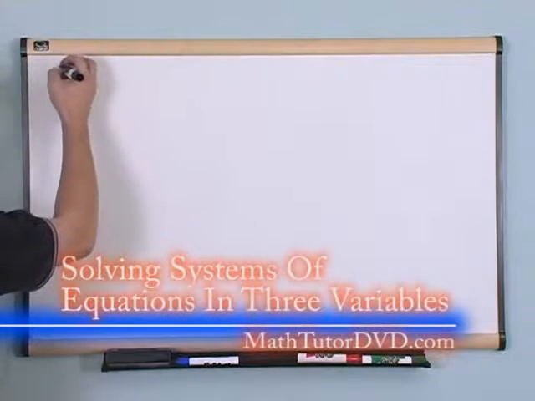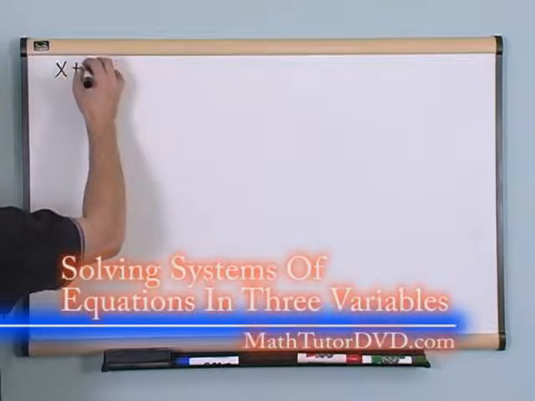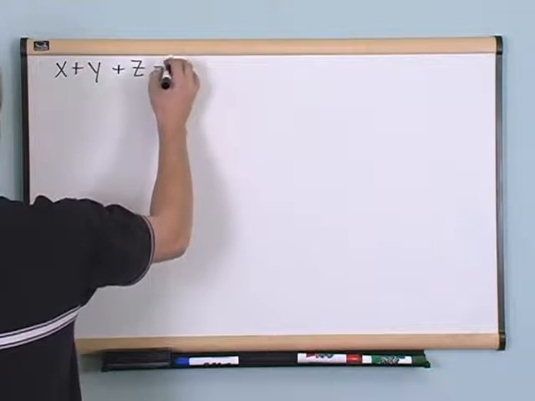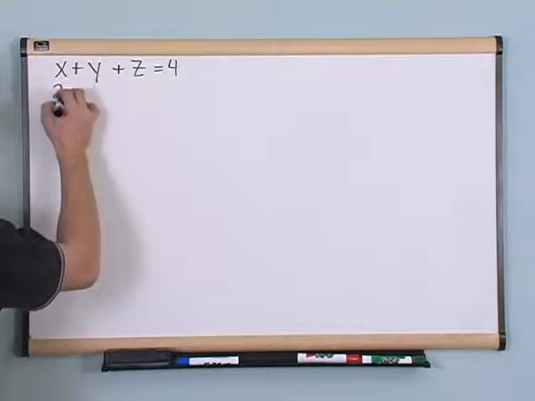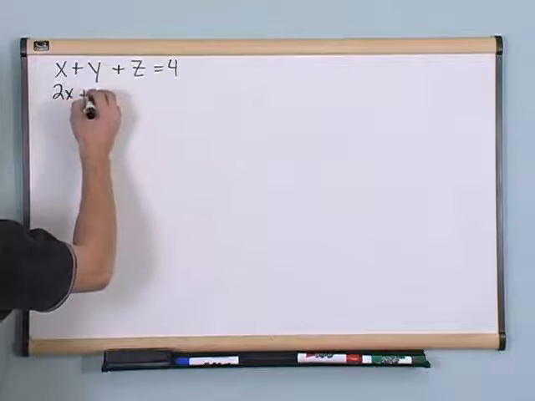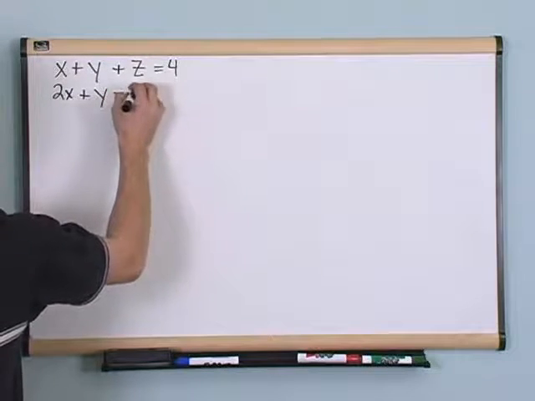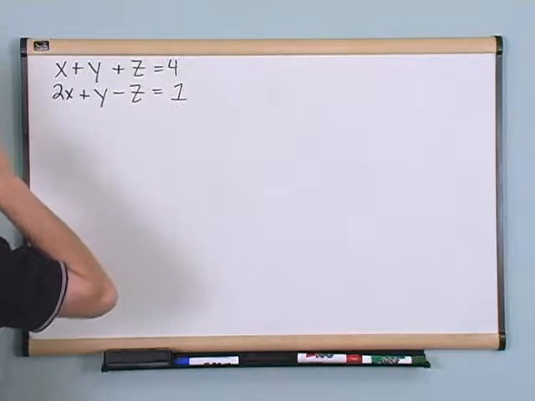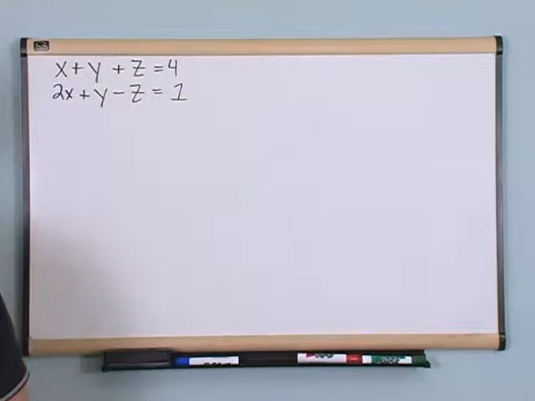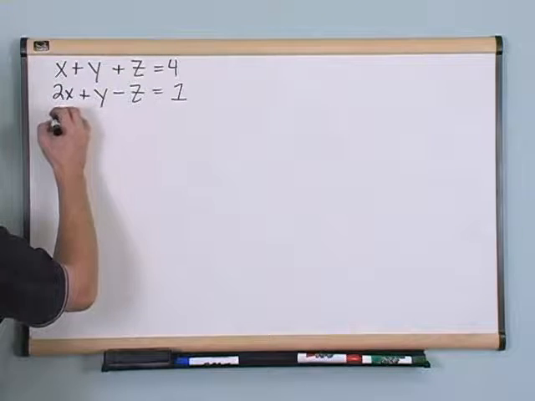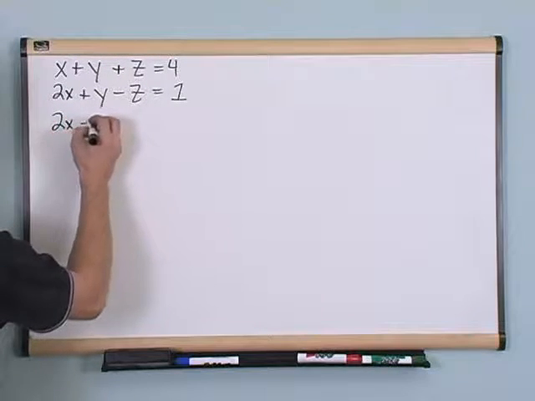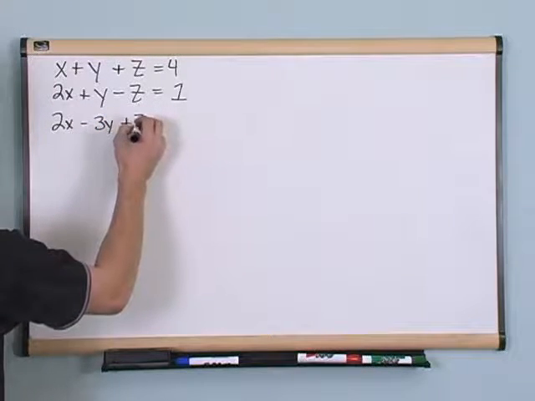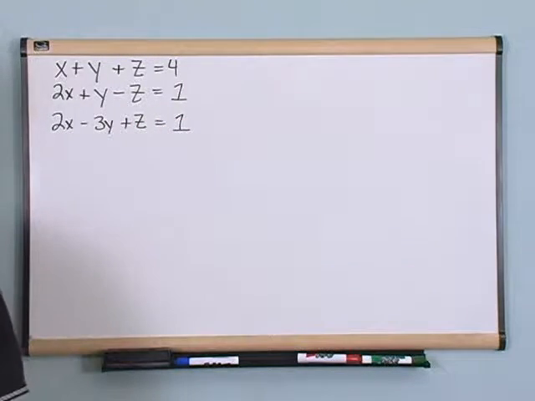Let's say I had the system of equations that look like this. x plus y plus z equals 4. Also, I have 2x plus y minus z equals 1. Okay? And then lastly, I have 2x minus 3y plus z equals 1. Okay?